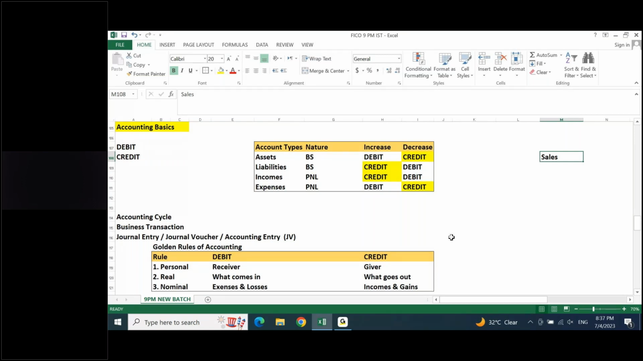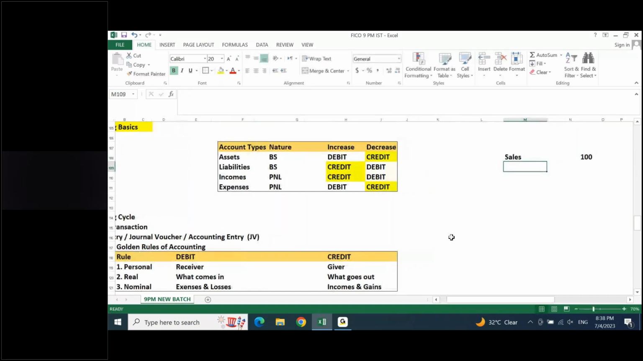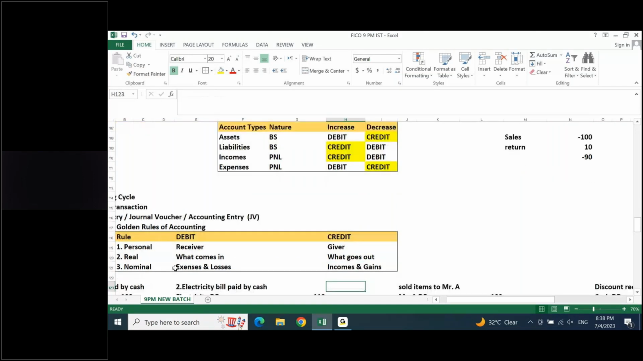Correct? I sold, let's say, for 100, but I got a return from my customer for 10. Now I will not call my sale 100, I will call my sale 90. To put it the right way, I'll put minus 100 and then plus 10. My sale is 90. Sales will always show a credit balance because sales is a revenue. Income always shows a credit balance. According to the accounting rule for nominal accounts, income is always credit. Correct?